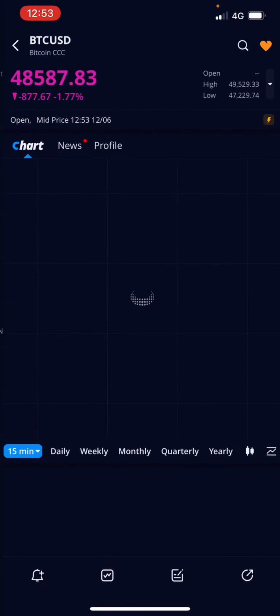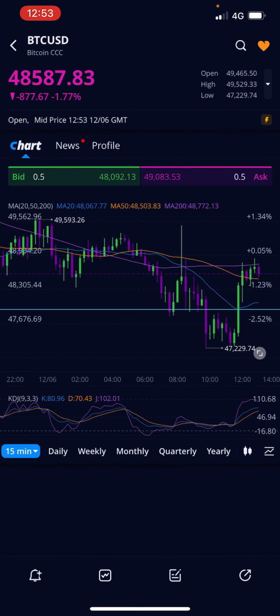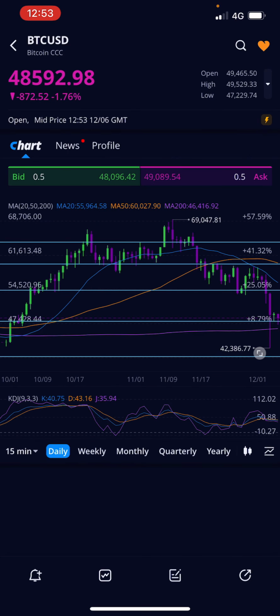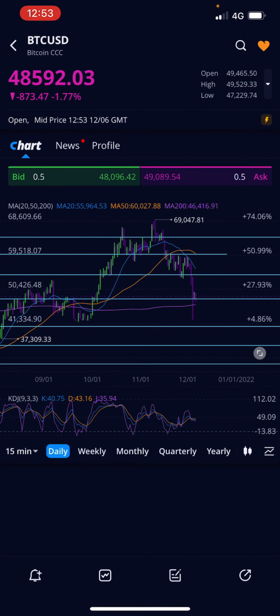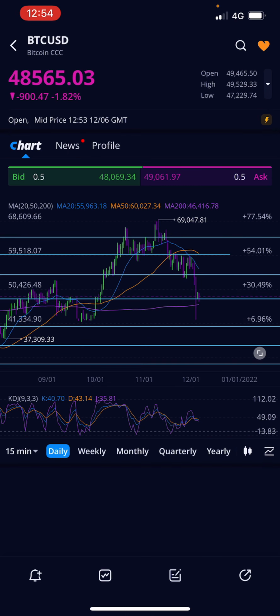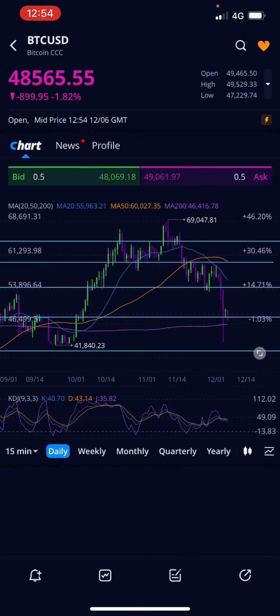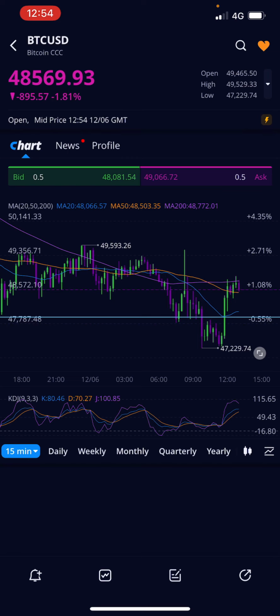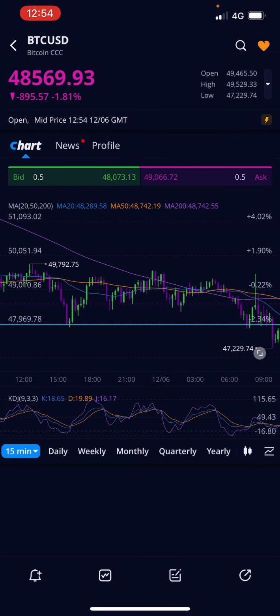So if you go to Bitcoin, I've drawn these lines. I'll go to the daily chart. I drew these blue horizontal lines. These are your support and resistance lines. I drew them on the daily chart on the desktop. But then if I go back to the 15, you can see this blue line at the bottom.